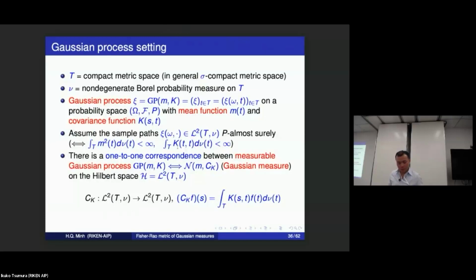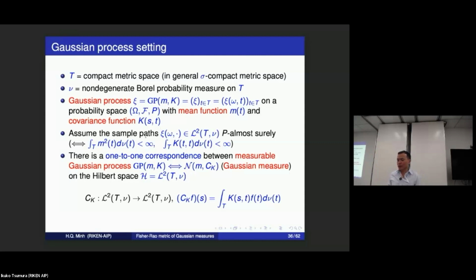So, with the abstract setting, I don't think I'm going to have time to talk about the optimal transport, but just talk about the Gaussian process setting. So we have a concrete setting now for the Gaussian process. We consider the Gaussian process with mean function m and covariance function k. Assume that the sample paths belong to L2(T), where T is a compact metric space, for example an interval from 0 to 1, and we have a nice measure, for example, on T.